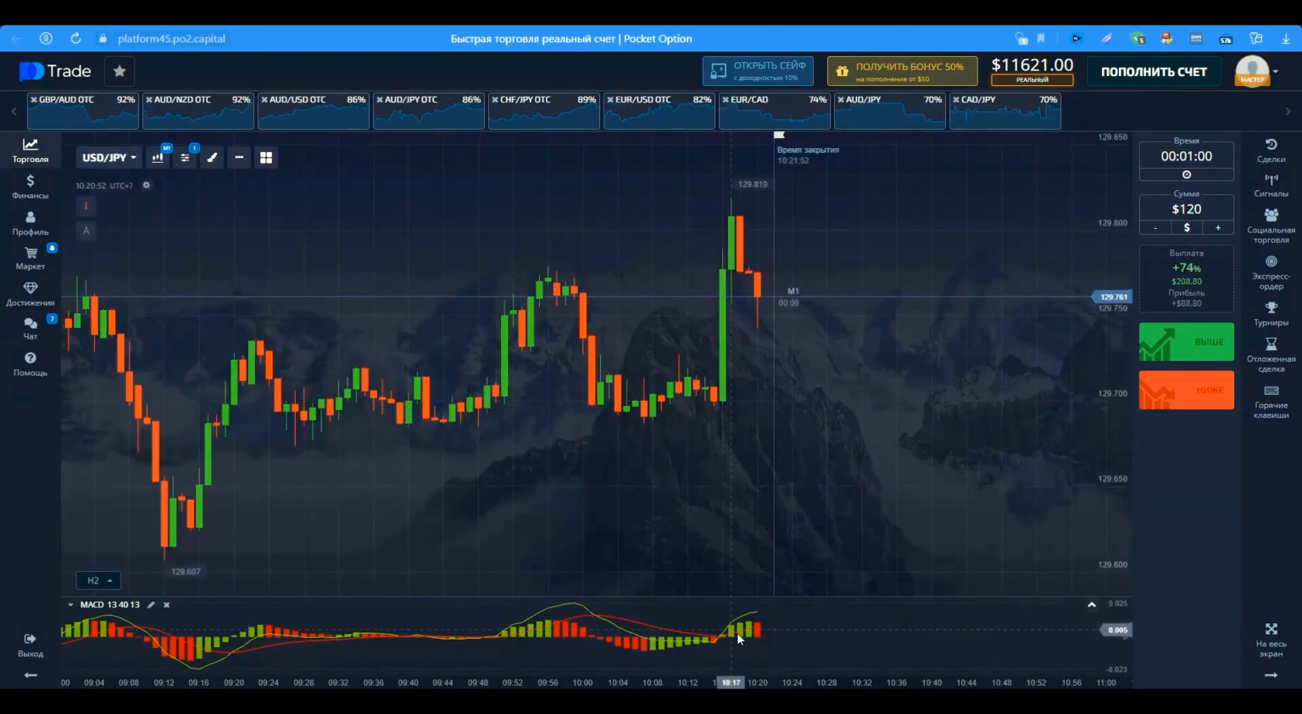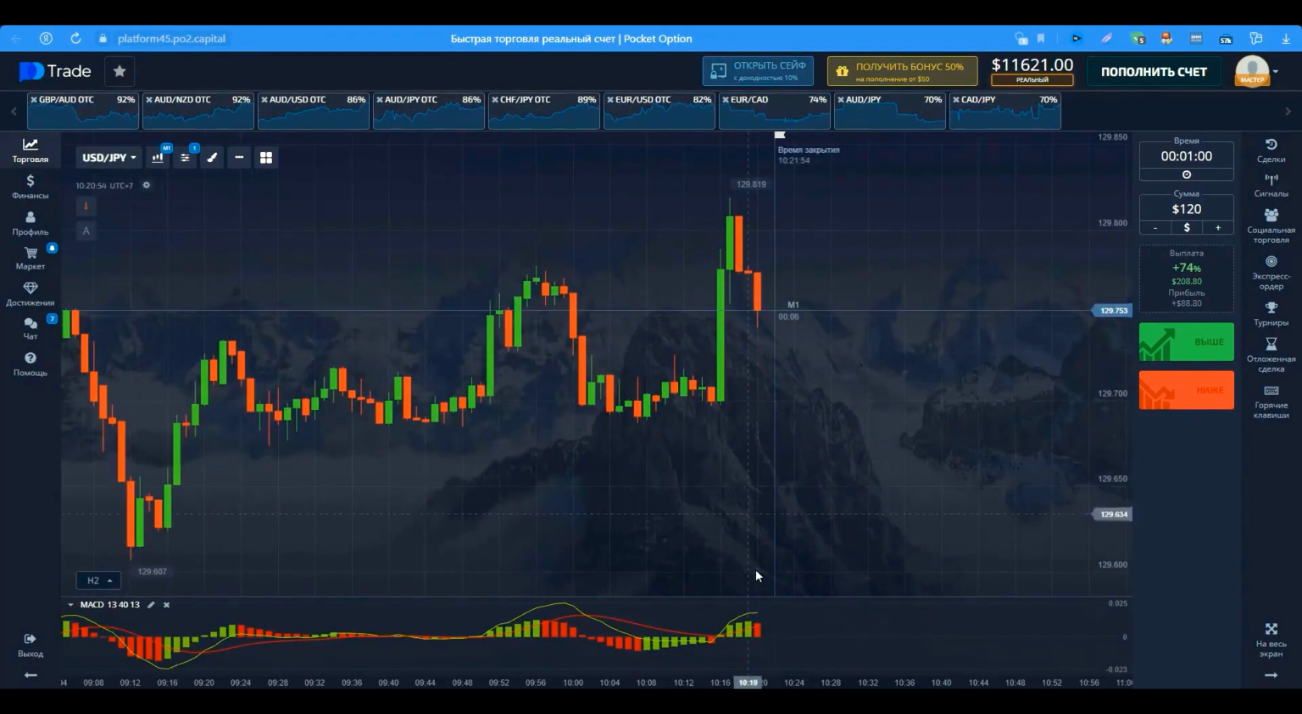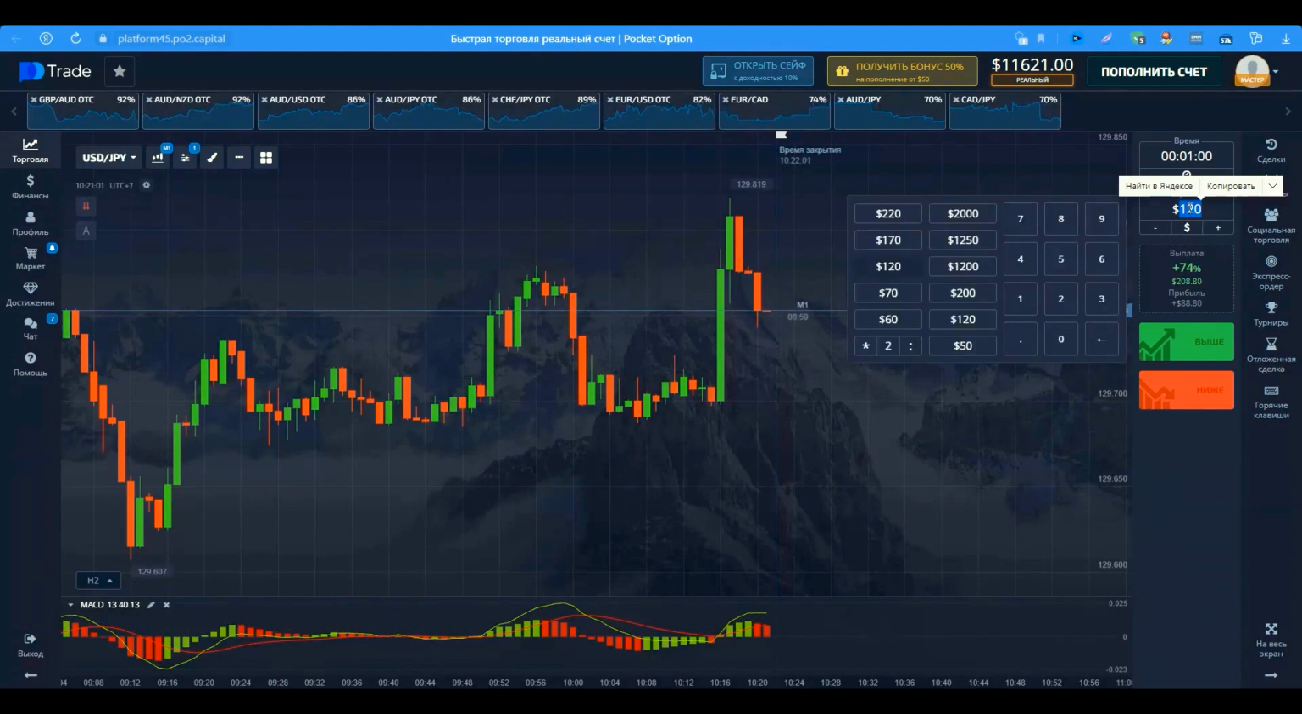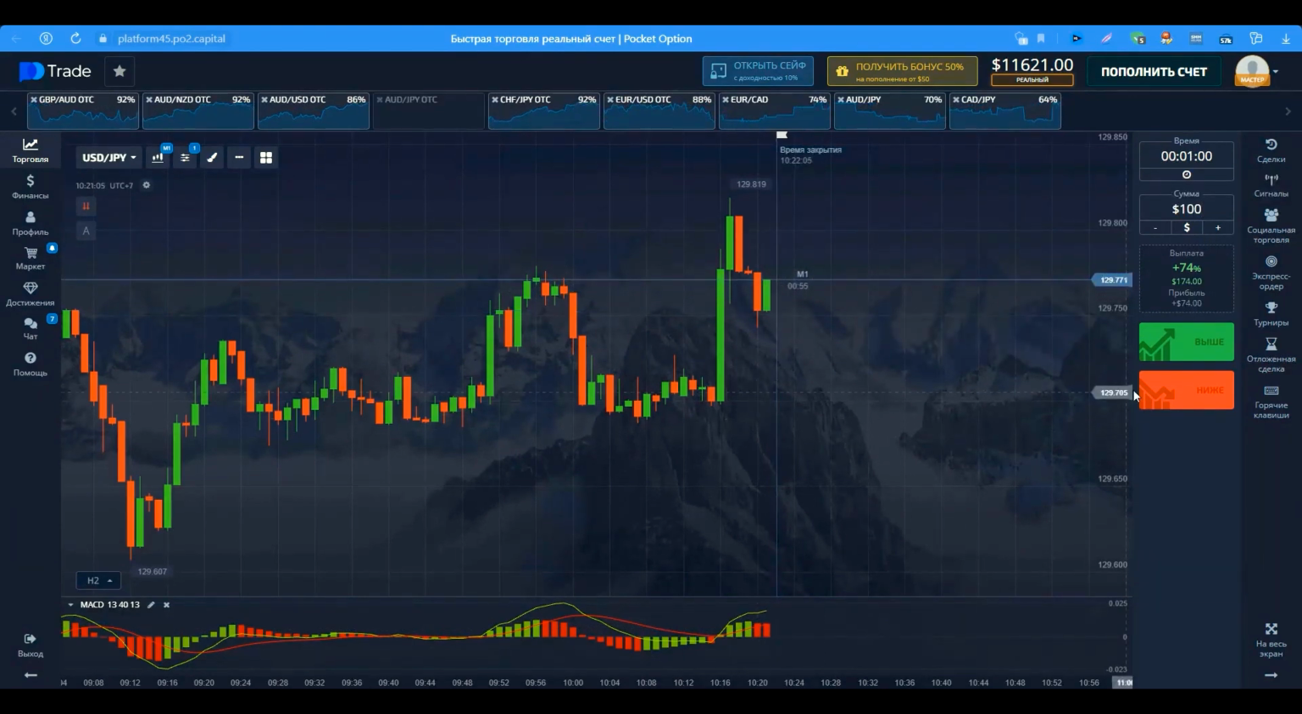Here is the next type of entry point. The MACD has shown that the bar has changed color, indicating a potential signal that the price is preparing to decline. Overall, it feels like it is a bit late. Nevertheless, I will enter the trade and see what comes of it.